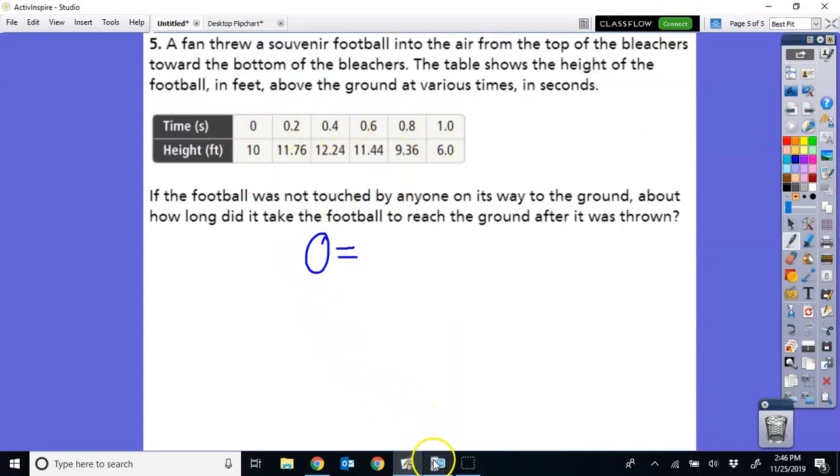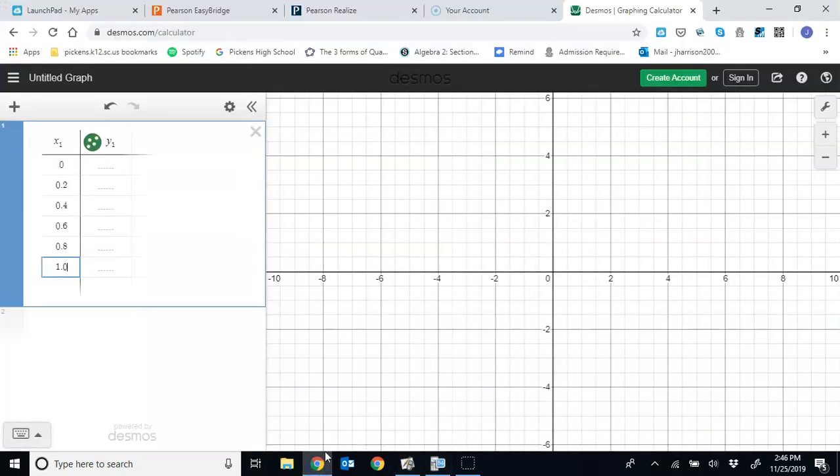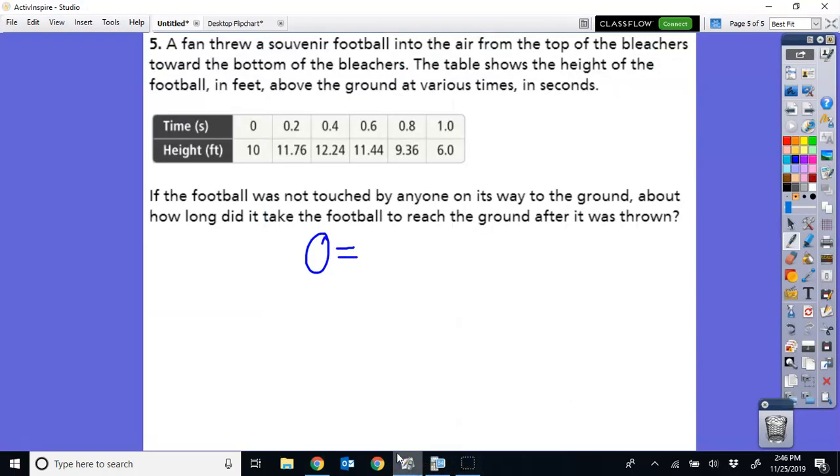And again, you can see that this comes straight from this little table here, my times. And then I'm going to type in my values for my y's, my height of the football. So you have 10. This is when it was released, obviously at 0 seconds. Then 11.76, 12.24, 11.44, 9.36. You can see it's heading back down through these. And 6.0. Again, those are my y values from the points that were given to me in the table.